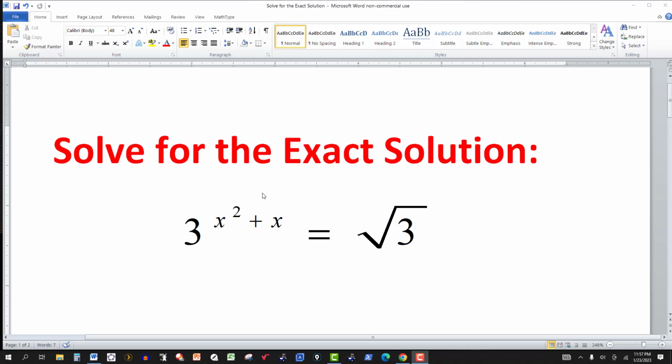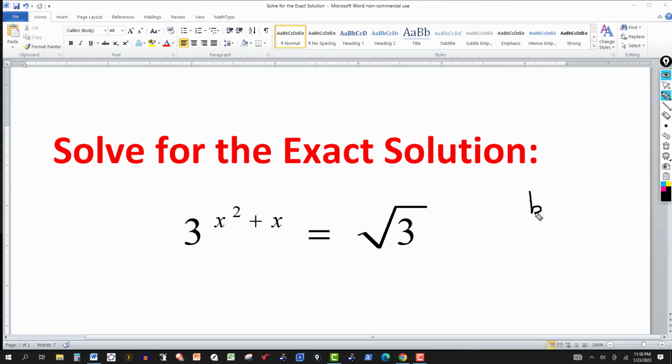In this video, we want to find the exact solution for this equation here, which is actually an exponential. Notice we have a base on the left side of 3. The base on the right side, the square root of 3, can be written as 3 to the 1/2. So you have a base of 3 on this side and a base of 3 on this side. So you consider that an exponential.